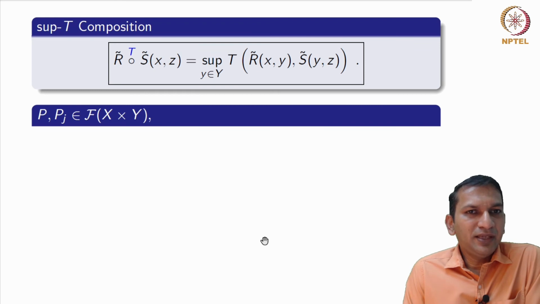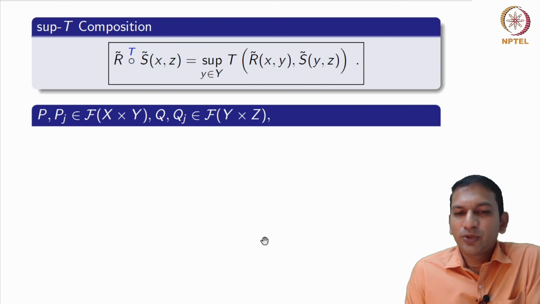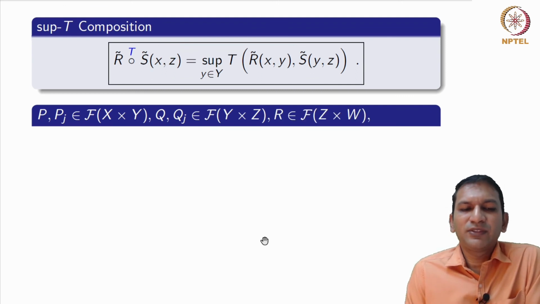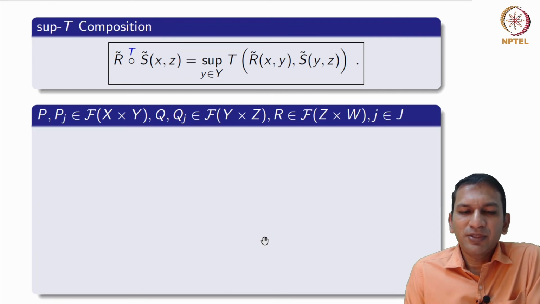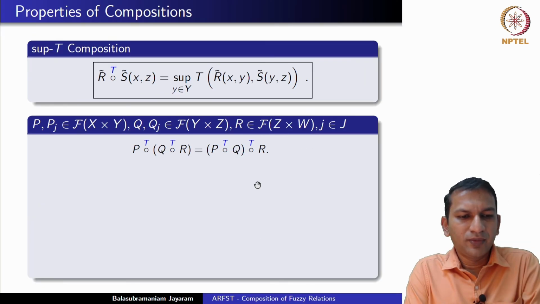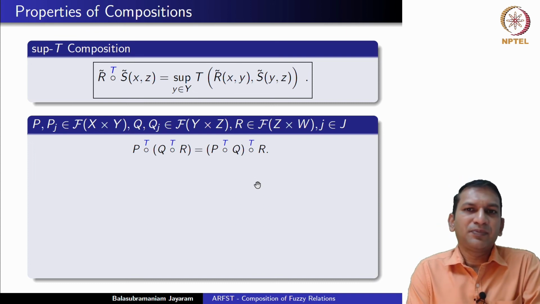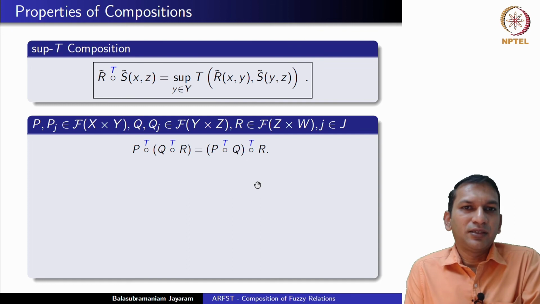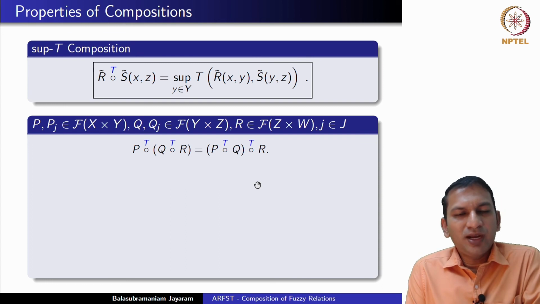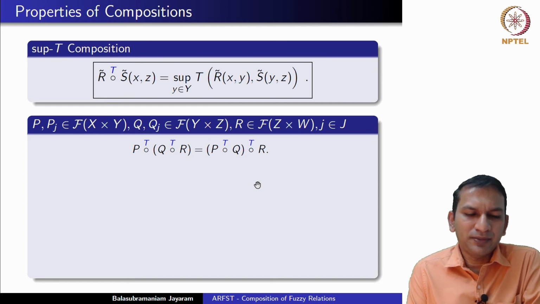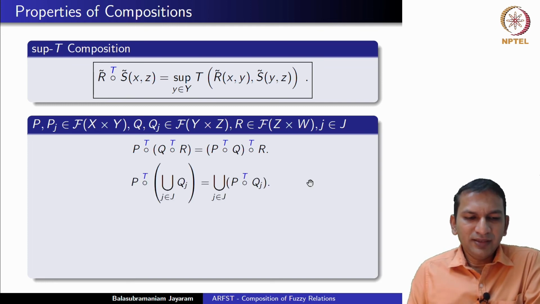So let's take P or Pj indexed with J as fuzzy relations on X cross Y, Q and Qj are fuzzy relations on Y cross Z, and R is a fuzzy relation on Z cross W, and J is coming from an index set J. Well, if you consider this equality, it says P circle Q circle R is equal to P circle Q circle R. Essentially, it says that the sup-T composition is in fact associative. This should hardly be surprising because we are using a T-norm which is anyway associative and it can be actually inherited from there. Similarly is the case here.